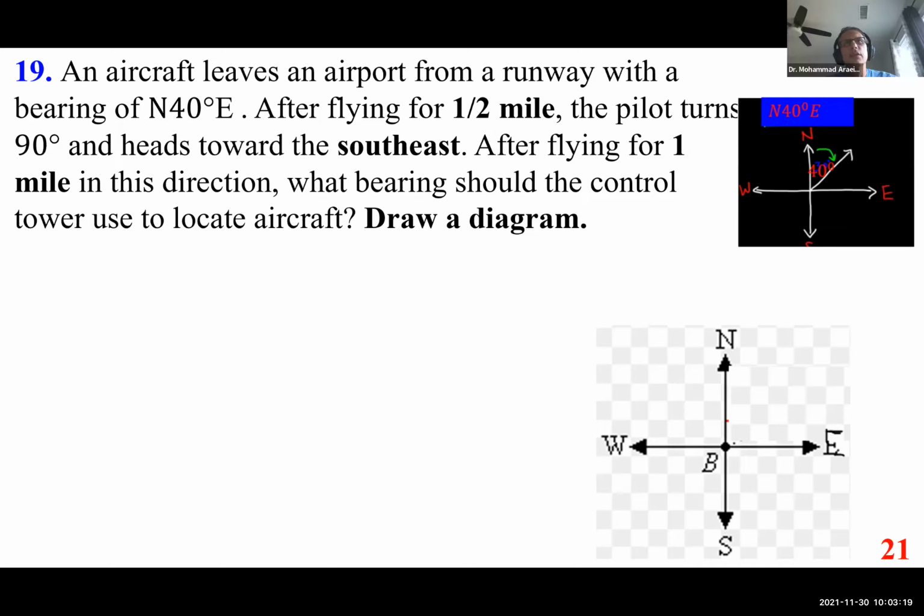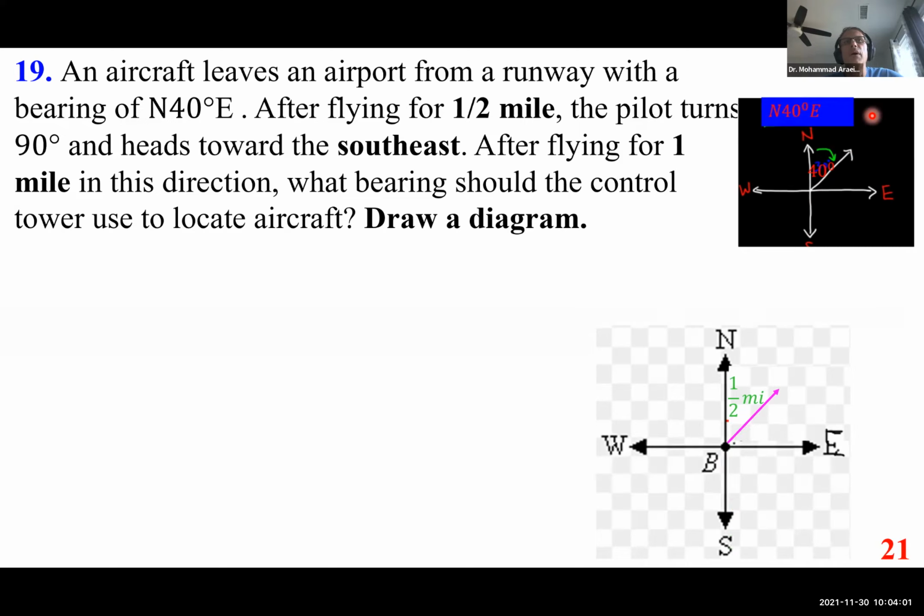So we are looking at north 40-degree east. So first and foremost, what does it look like? Again, this is not necessarily to scale, but this is north 40 degrees east. So there you have it. So somewhere in this direction, again, doesn't have to be to scale, but you get the picture. So after flying for half a mile, so we are going in this direction and we go half a mile.